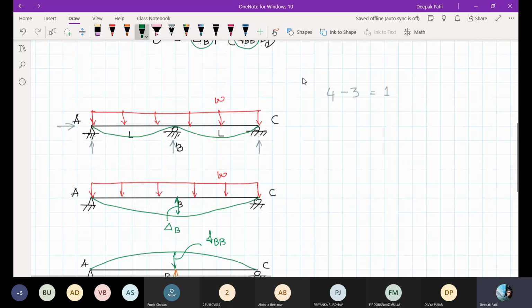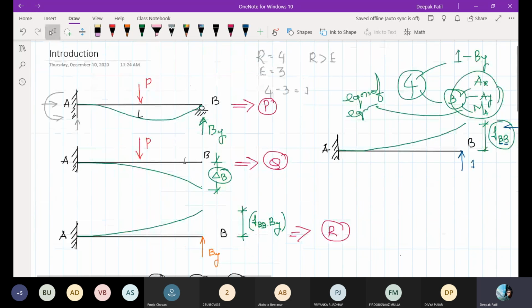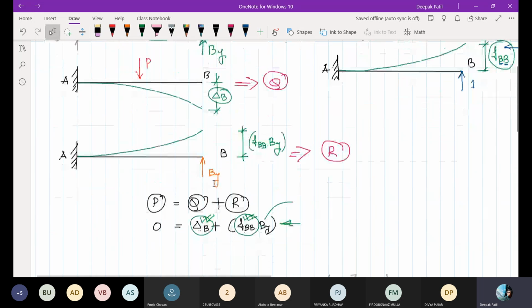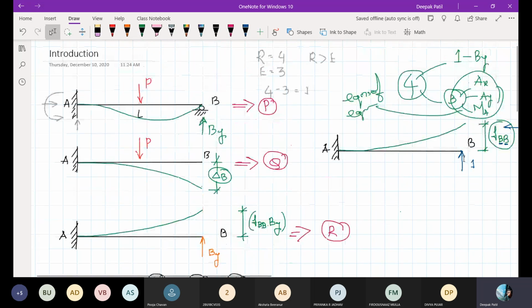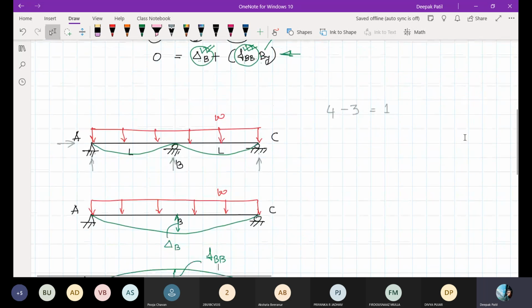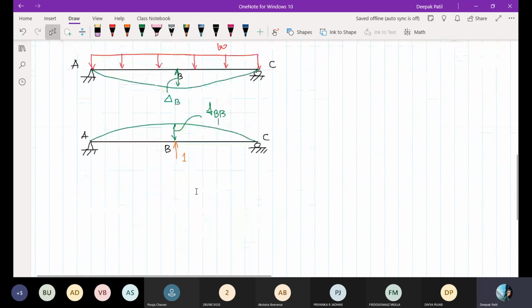Same thing I did in the previous example. First I removed that roller support, and that deflection at B I called delta B. Then in my next structure, I removed the external load P and at B, I introduced a unit load, and I called that deflection FBB. Same thing I am doing here also.